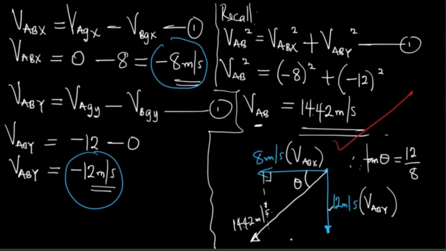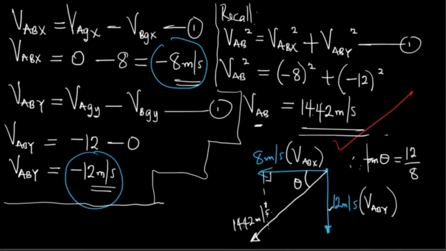So what will now be your angle? Let me just squeeze that somewhere here. So it's going to be arctan, right? Arctan of 12 over 8. It's going to give us what? 56 point what? 309. Okay, let's say 31 degrees.